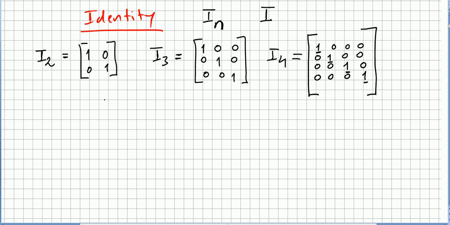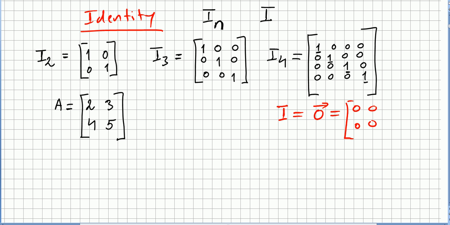Of course, this is the identity for multiplication, not for addition, because the identity for addition is the zero matrix, with 0 in all entries. You can check a previous video for this.